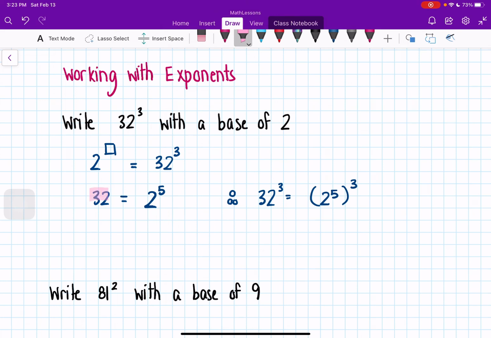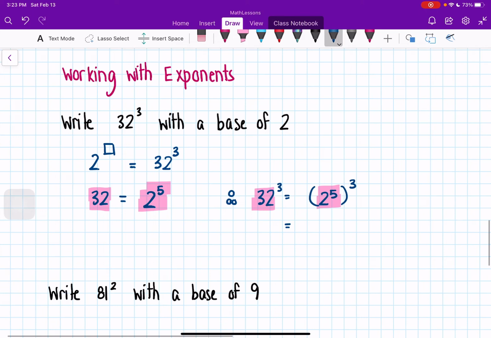32 is 2 to the power 5. So where I see the 32, I replace it with 2 to the power 5. And now I can use my power rule, because when I take a power and I raise it to a power, I keep the base, so I write down my base of 2, and then I multiply those exponents, and I get 2 to the power 15.